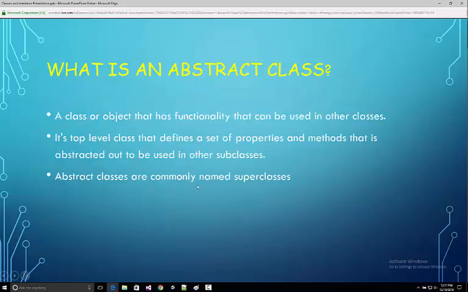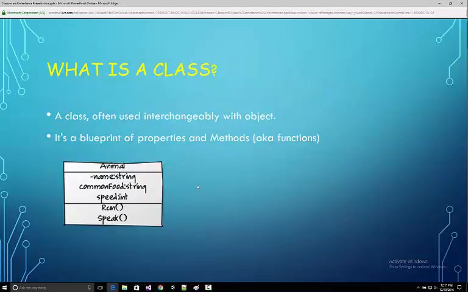And here's what is an abstract class. So animal is obviously an abstract class, a class or object that has functionality that can be used in other classes. So a good example of that was name and speed, and the method run. Those can all be used in any other concrete class that you make that is of type animal.